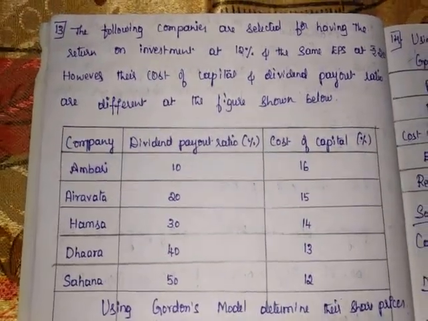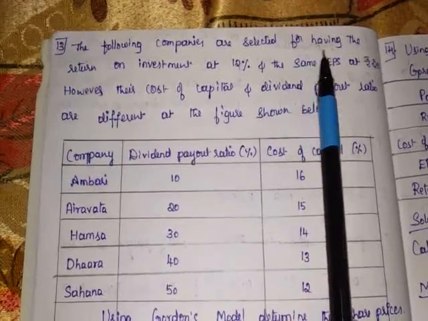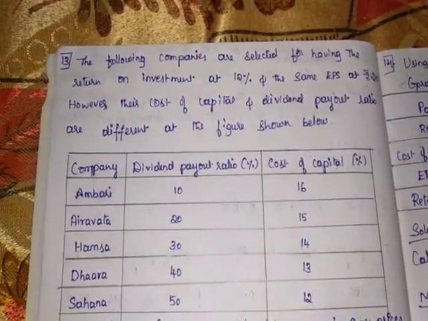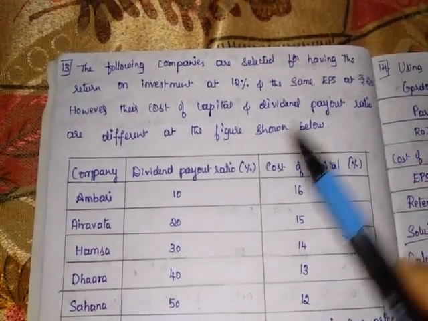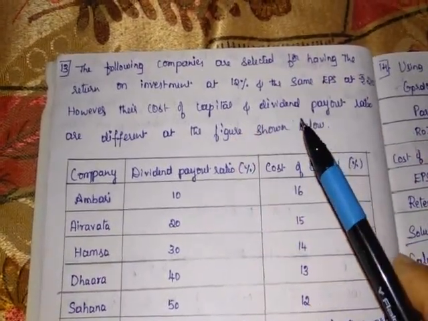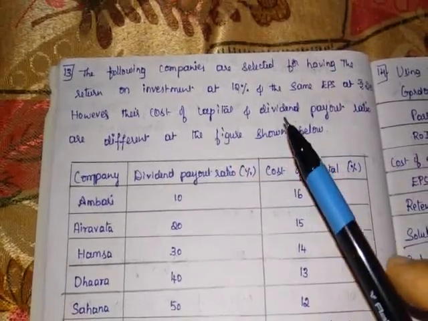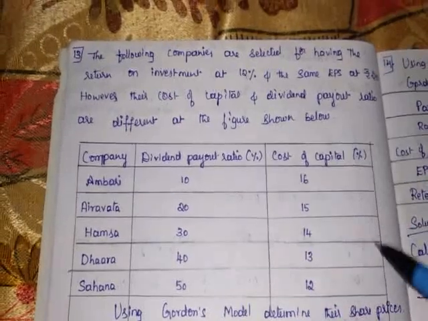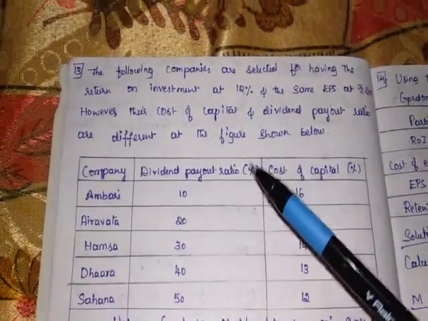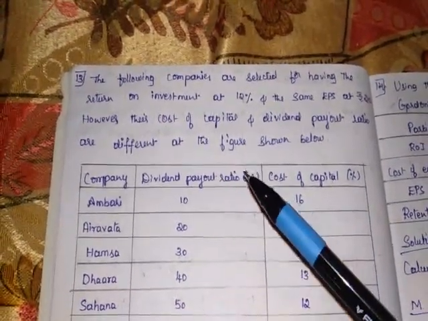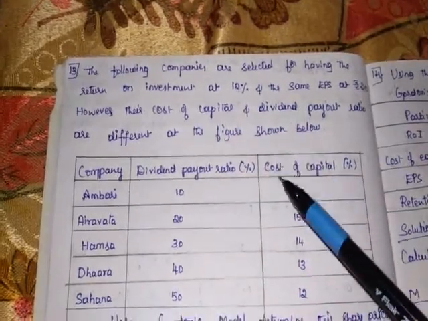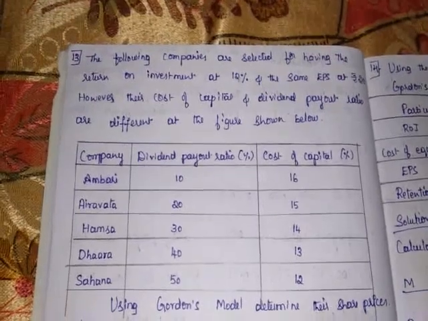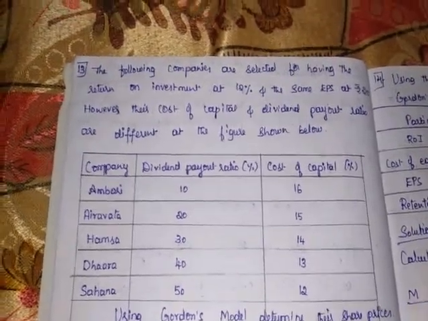Let's see the next problem. The following companies are selected for having the return on investment at 12%. R is 12% and EPS rupees 20, and cost of capital and dividend payout ratio are different. So these two are different, and that is given here for 5 different companies. Dividend payout ratio in the formula is represented as 1 minus B. Cost of capital means it is KE. So we'll calculate market price by using Gordon's model.